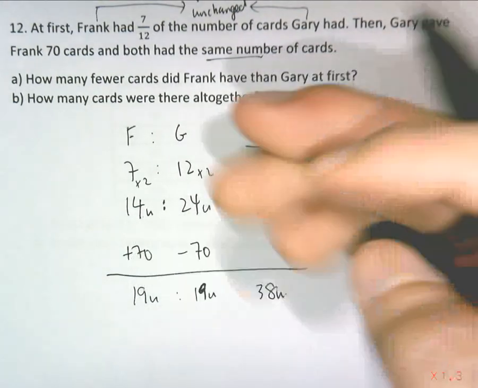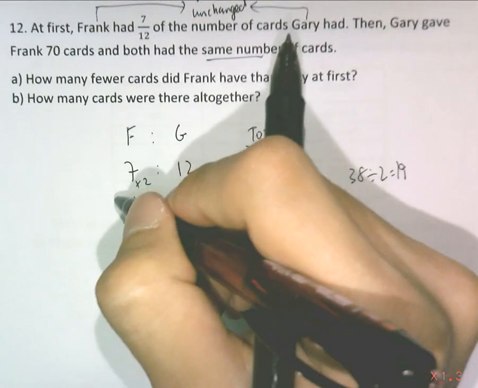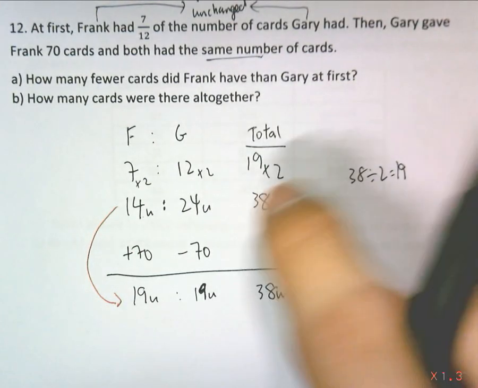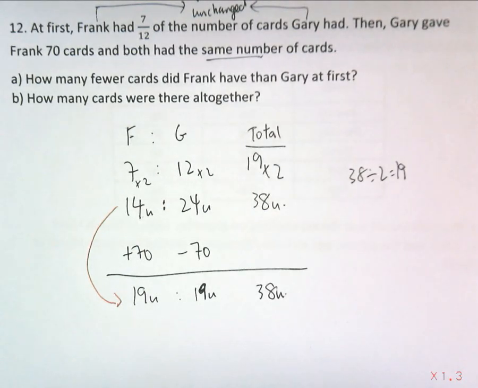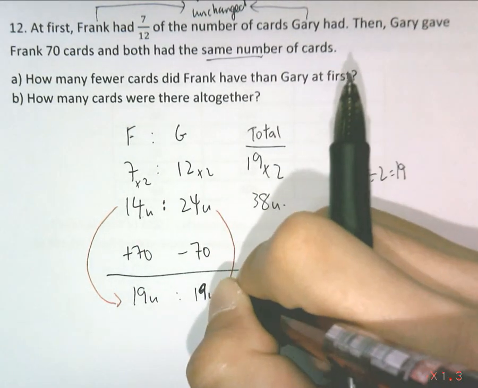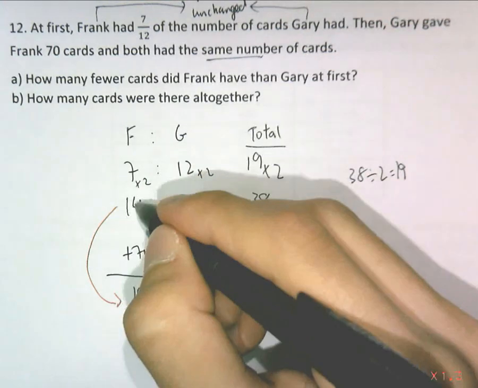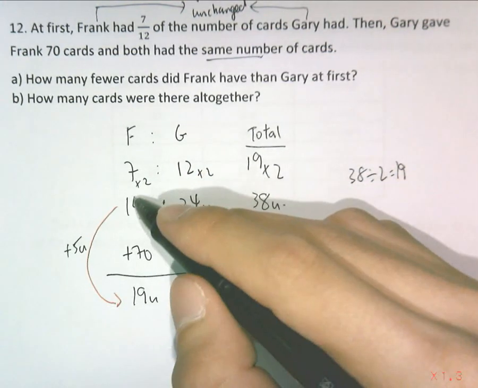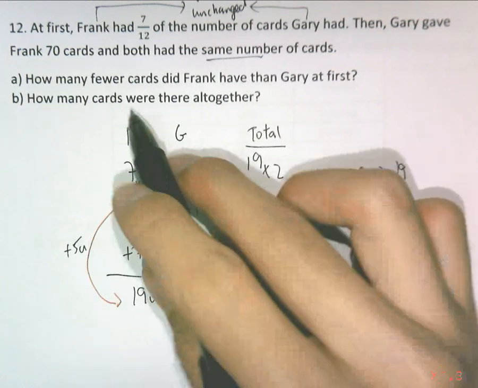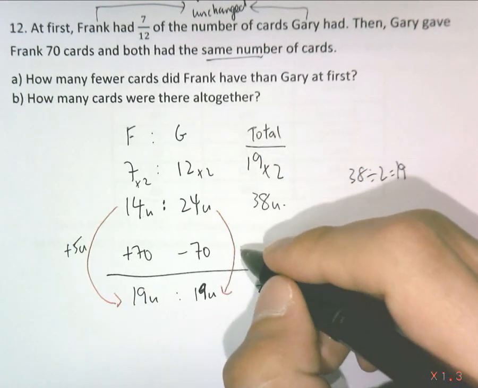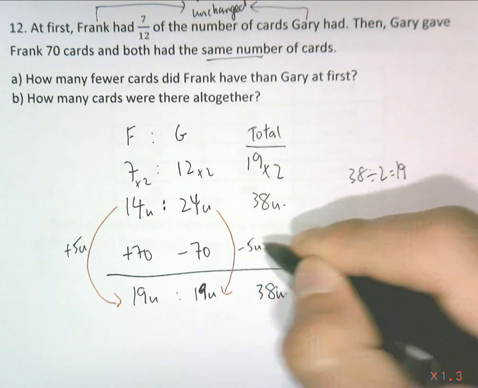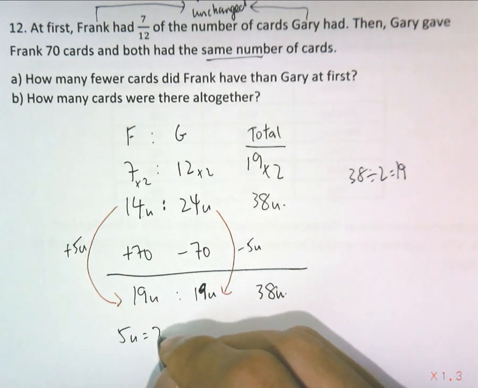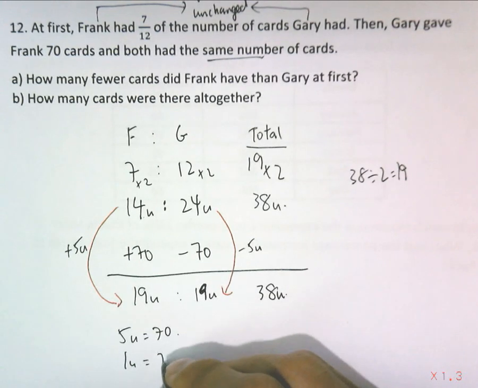So last step is just to find the difference before and after. Before to after, both sides is 5 units. This side is to add 5 units. The other side, for Frank, the number of cards add 5 units because he received the 70 cards from Gary. So Gary take away 5 units. So the 5 units must be the 70 cards. 1 unit is 14.